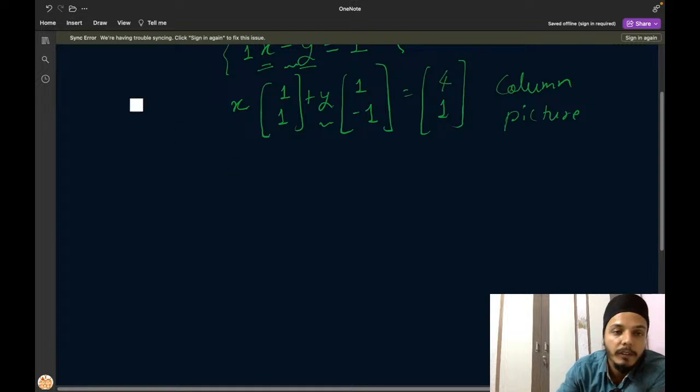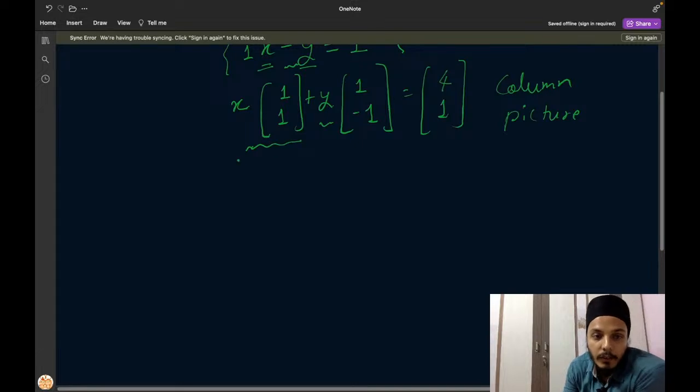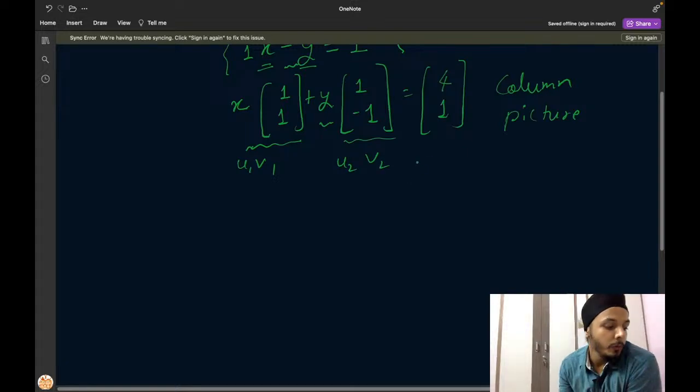Now this column picture is one of the interesting parts of linear algebra. So what we do here is, we take this in the form of vectors. This is our first vector, let us call it u1 v1. This is our second vector, let us call this u2 v2. And this is our final vector that we want to reach, so let us call it uf and vf.